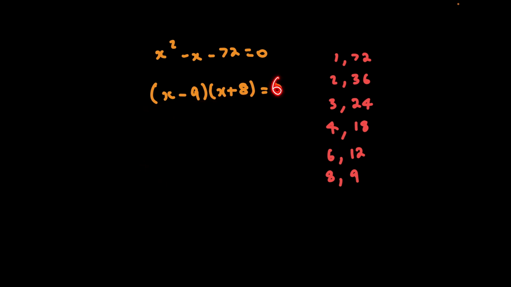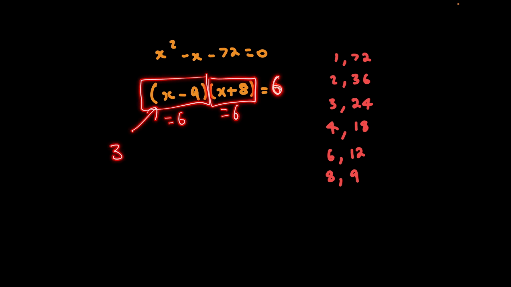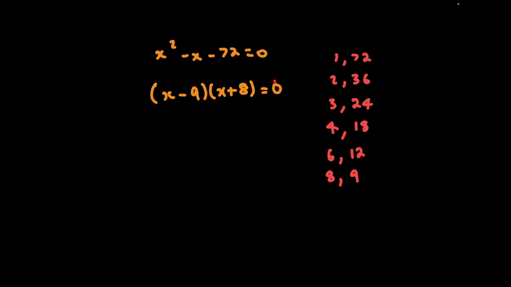For example, if this number was equal to 6, we do not need to say this number has to be equal to 6 or this number could equal 6. In fact, we could just say this bracket could equal 3 and this bracket could equal 2. 3 times 2 still equals 6. But 0 is the only special case where either factor must be equal to 0.